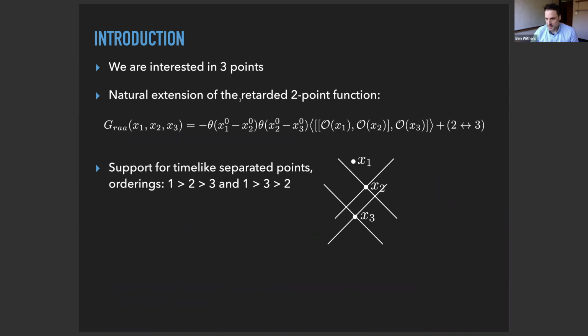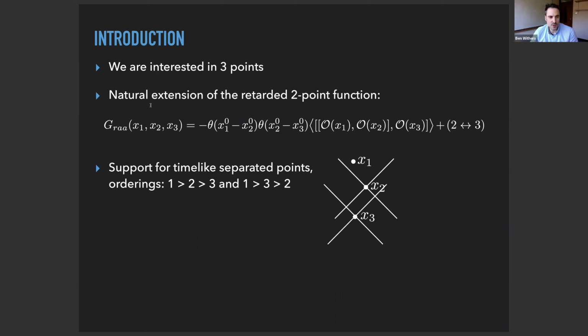So in this talk, what we're interested in is extending this from 2 points to 3 points. So we'll consider, let's say, scalar fields with a bulk interaction term. And then the natural object to consider is a retarded 3-point function. So instead of just a single commutator at 2 different points, you have 3 points and this nested commutator. And then you have 2 theta functions, which say that 1 has to be to the future of 2, 2 has to be to the future of 3, and then you add in the swapping of the points 2 and 3. So you don't care about the ordering of 2 and 3, but you just care that 1 is to the future of both of them.